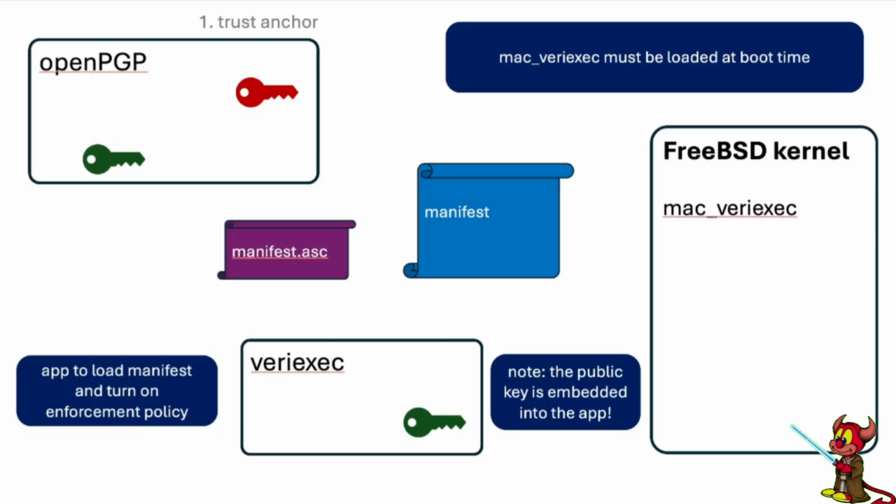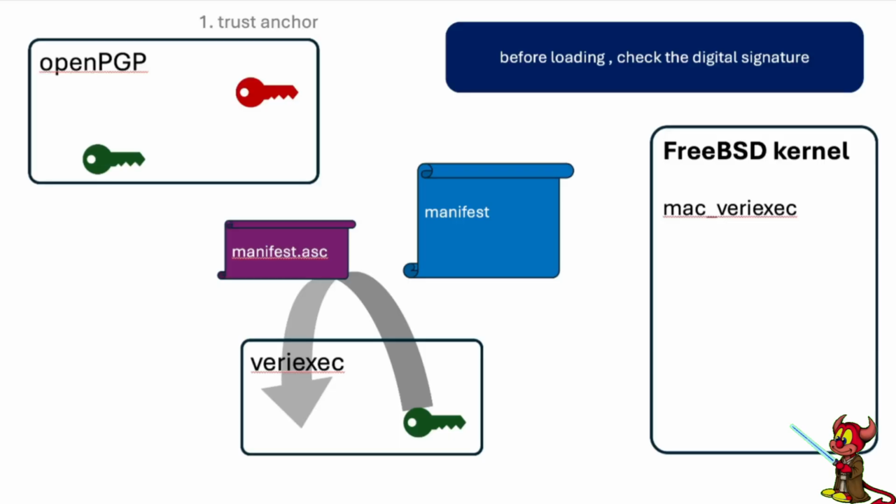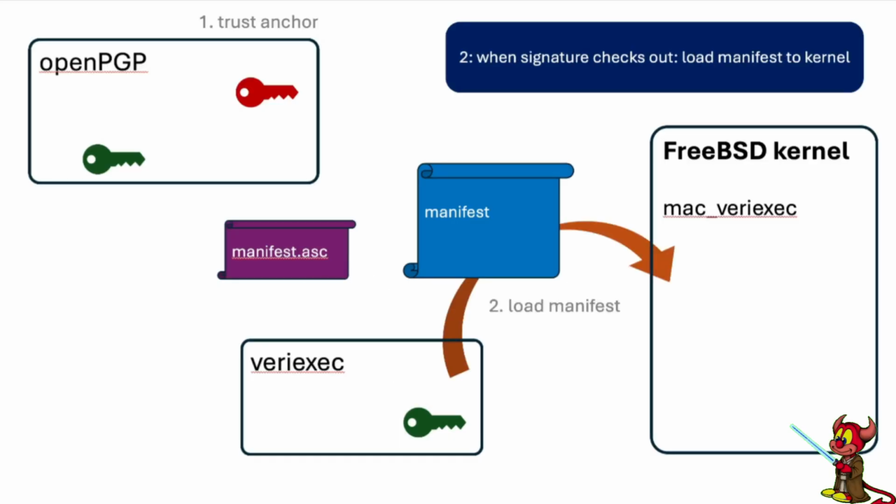What it basically has, when you load the manifest, is the list of the files and the list of the checksums. Now, to load a manifest into the kernel, the first step we're going to do is take the public key, which is embedded in the executable, and verify that this digital signature actually checks against the manifest that we're trying to load. If this is successful, then the program veriexec can load the manifest into the kernel.